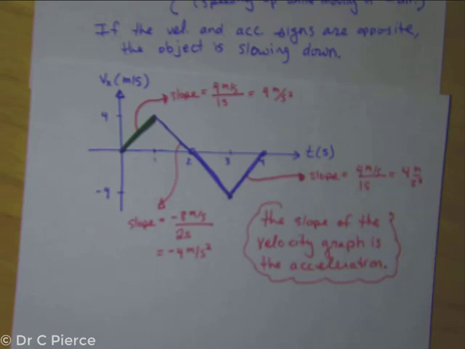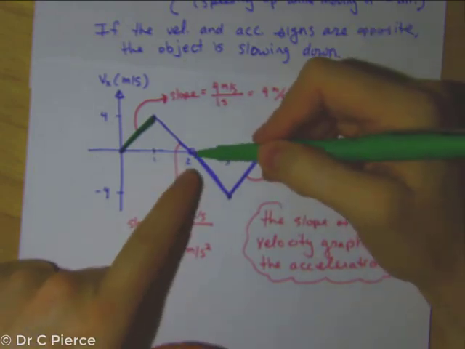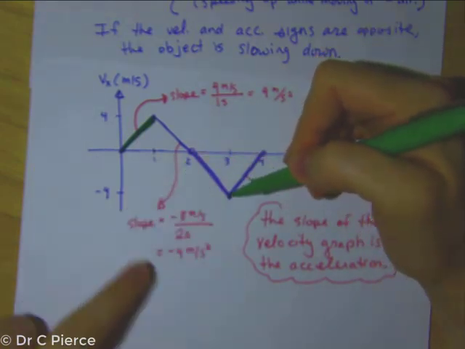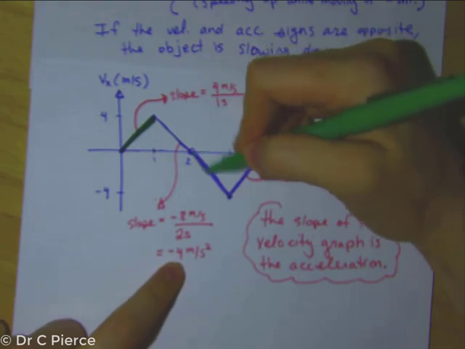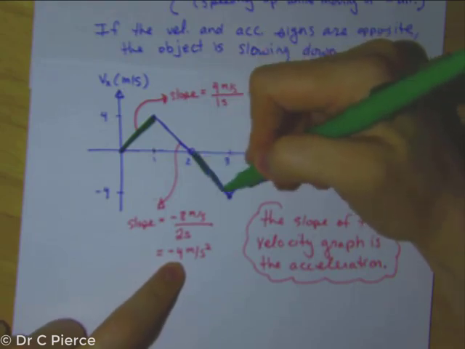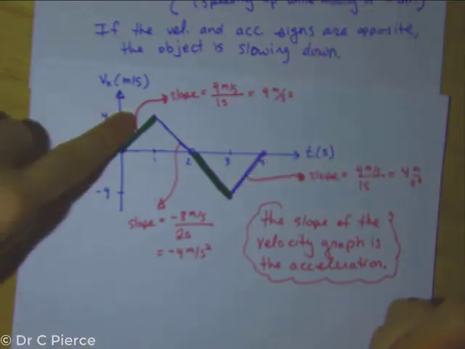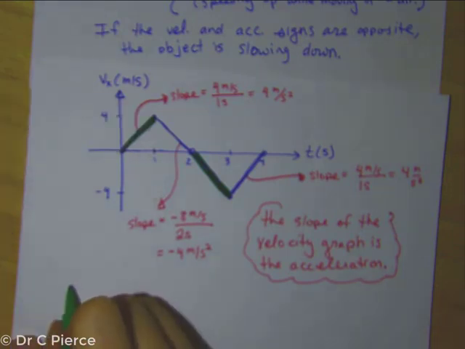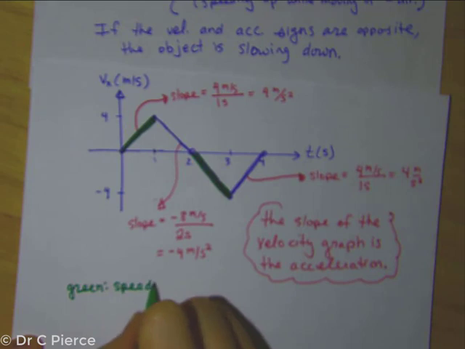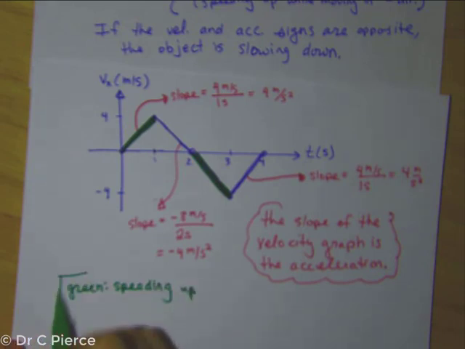So now let's look for negative velocities with negative accelerations. So this segment here is also speeding up, but it's speeding up leftwards, whereas this one was speeding up rightwards. I'll start a little legend here.